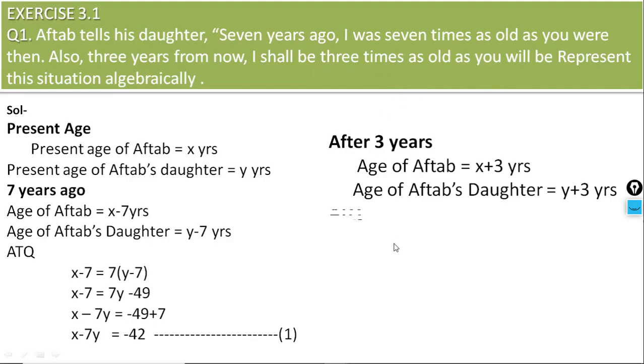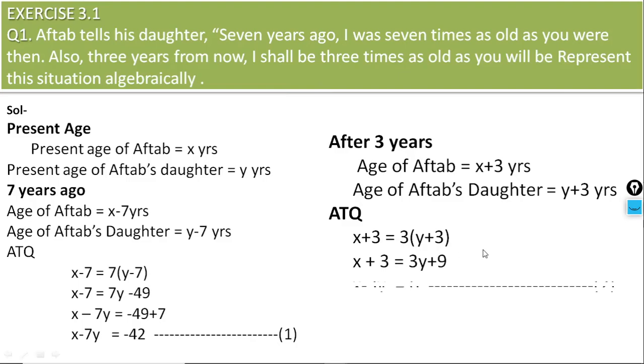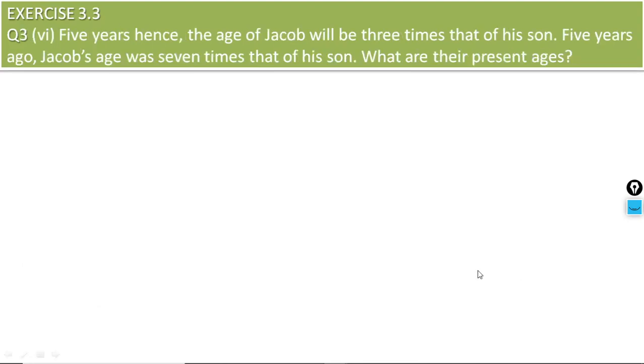I stand for Aftab. According to the question, Aftab shall be, means equals, 3 times the daughter's age, 3 times y plus 3. So we get x plus 3 equals 3y plus 9, and we get the equation x minus 3y equals 6. In this problem it is asked to represent this situation algebraically. So we will not solve this, we are only going to frame the equations in this case. Let us try another problem.